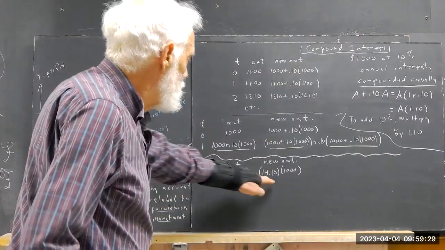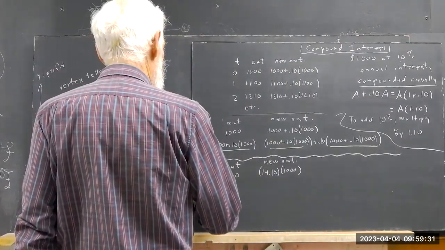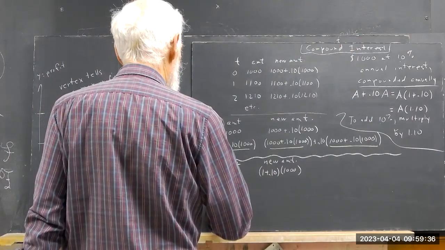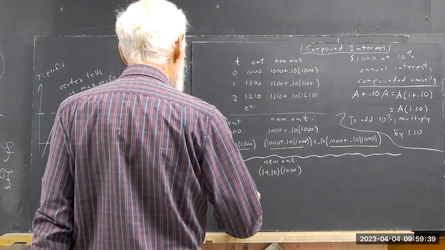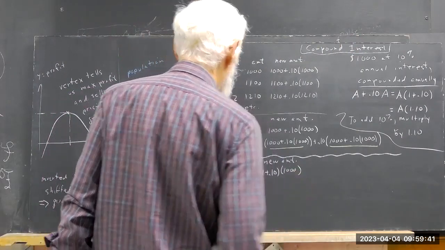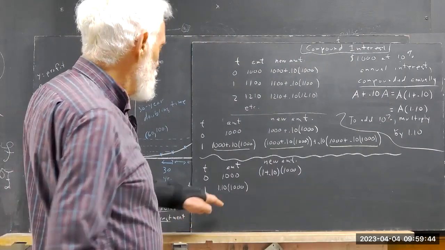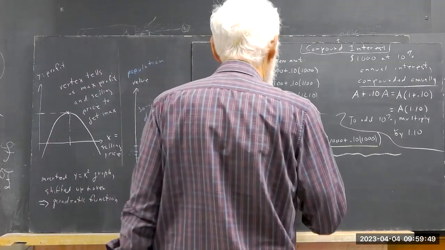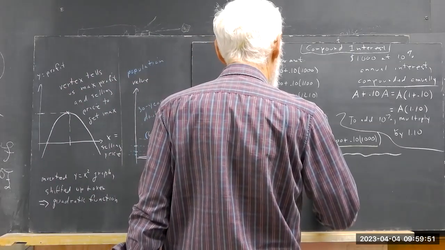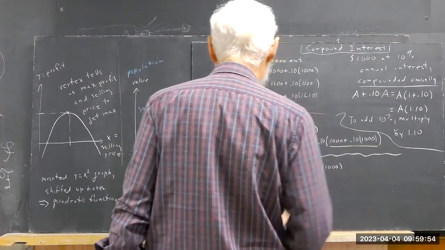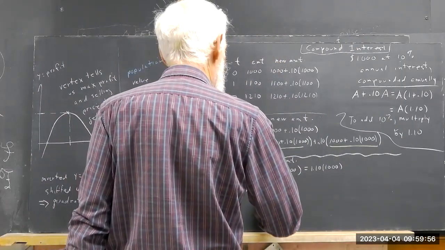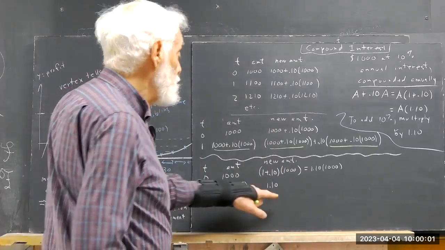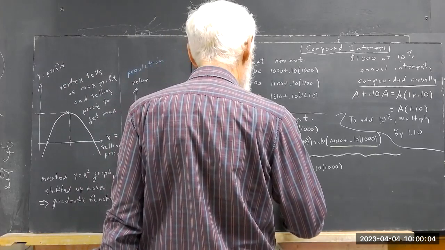Okay, so I've got this now. That means here I've got 1.10 times 1,000. What's my new amount going to be? It's going to be 1.10 times this. I've got to add 10% to this, so I've got to multiply it by 1.10.